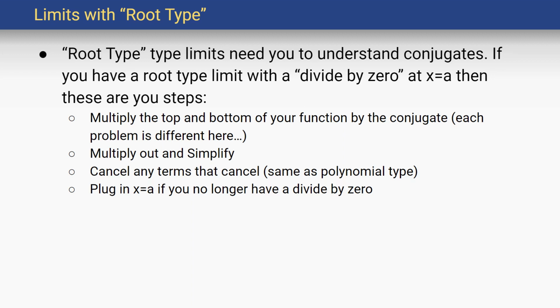So you multiply the top and the bottom of your function by the conjugate. Then you multiply everything out. After you multiply everything out, you're not going to have any square roots left, or at least you're going to get rid of the one that you wanted to get rid of. So you multiply everything out, you simplify, you cancel out any terms that cancel. That's the same as the polynomial type. And at a certain point, you're going to be able to plug in x equals a, just like the polynomial type. The only difference is you had to use this conjugate in order to get there.